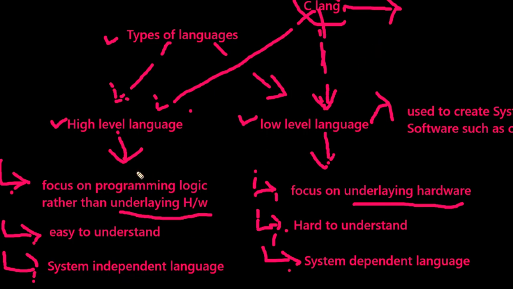C language can be used for programming logic as well. Also, the C programming language can be used to create system software, which means it uses the low level language features as well. So C language uses the features of both high level language and low level language, and that's why C language is called a middle level language.